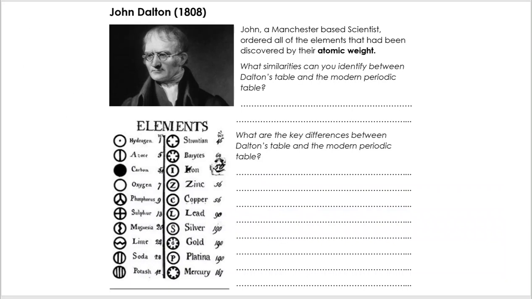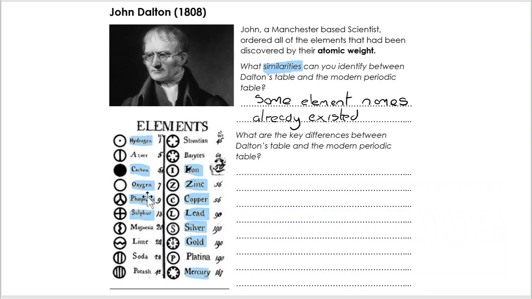So in terms of similarities, I would be looking at the fact that we have many names that look familiar. Hydrogen, carbon, oxygen, phosphorus, sulfur, iron, zinc, copper, lead, silver, gold, mercury. Every single one of those still exists on the modern periodic table. There are some that don't, and we'll talk about those in a minute. In terms of the key differences, there are far fewer elements here. There are 100 and something elements now. We are looking here at around 20. Now that's because many hadn't been discovered yet.